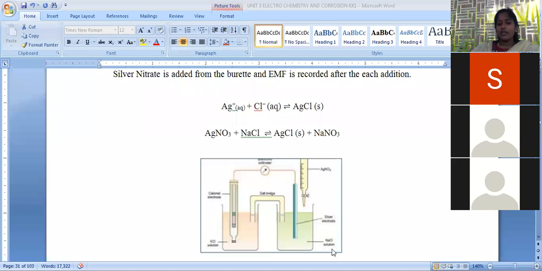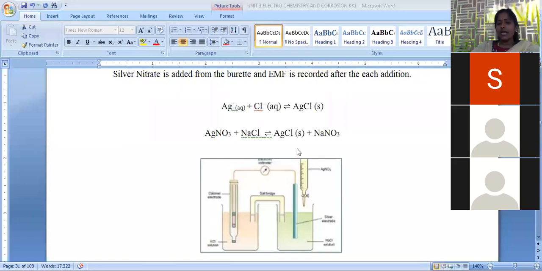Here sodium chloride solution was taken. Here also sodium chloride solution was taken. And from the burette, we are adding silver nitrate solution. As silver nitrate is added, slowly sodium chloride is converted into sodium nitrate, and silver nitrate is converted into silver chloride.